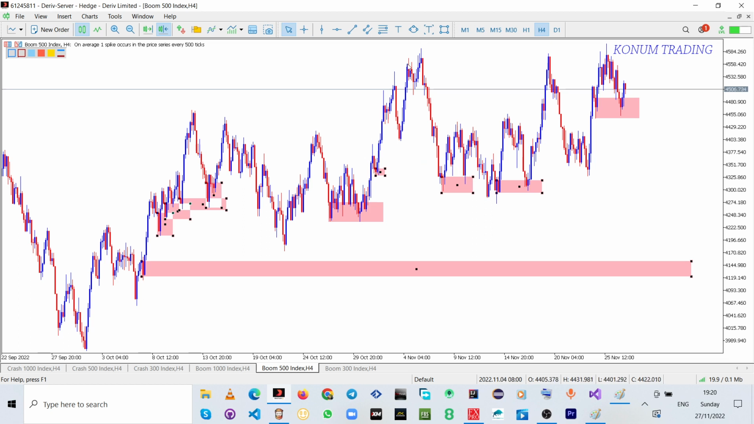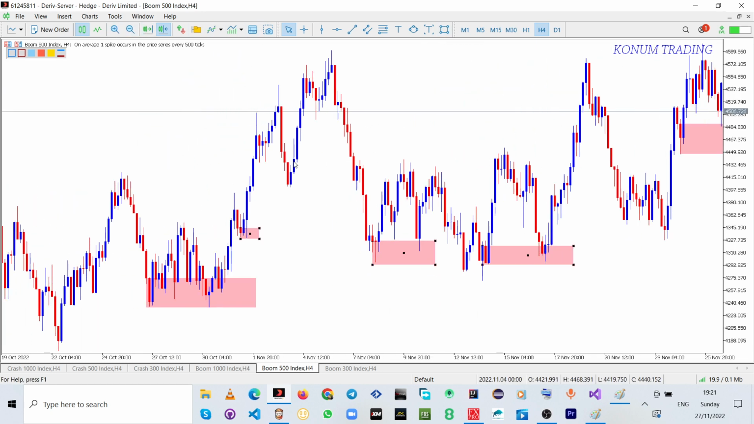So I want to show you an example of why I am emphasizing that you need to make sure that when a zone is created, what you're calling a zone is an engulfment of a candlestick. If it is for Boom, it is the bullish candle engulfing the bearish candle, and for Crash, the bearish candle engulfing the bullish candle. So always make sure that is the case each time you're looking for zones.